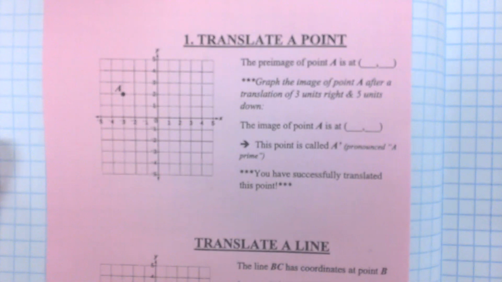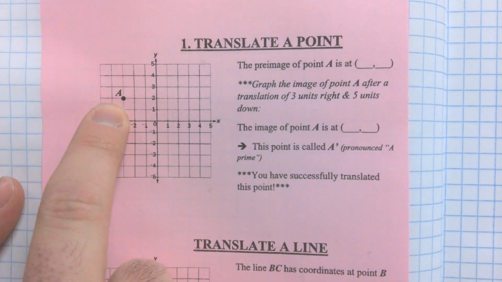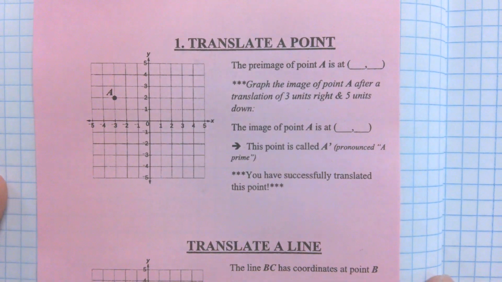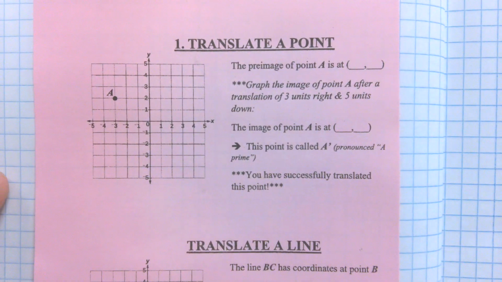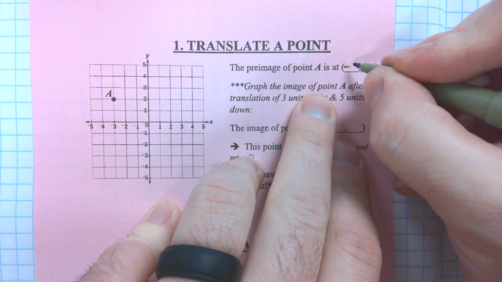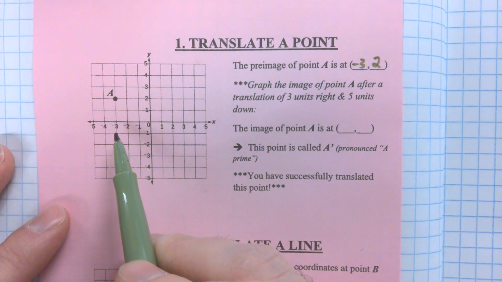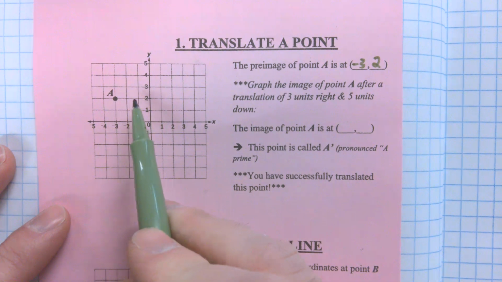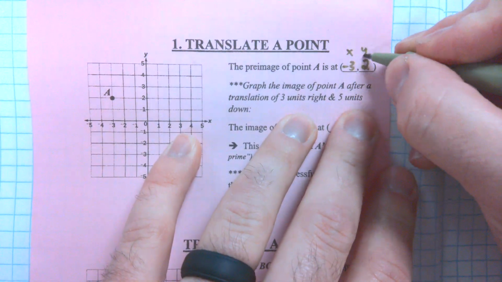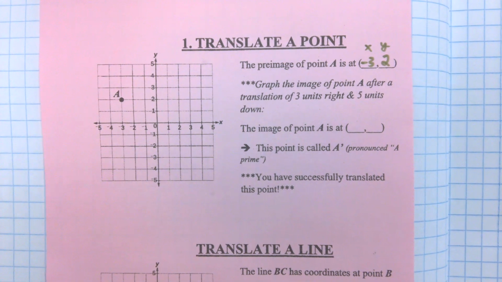So let's start out by translating a point. We see here, much like our warm-up, we've got a point labeled A on the graph. That point A is our pre-image, also known as our starting point. What are the coordinates of this pre-image point? -3, comma what? 2. We take a look down at the x-axis, we're at -3. Take a look at the y-axis, we're at +2. X comma y is -3 comma 2.